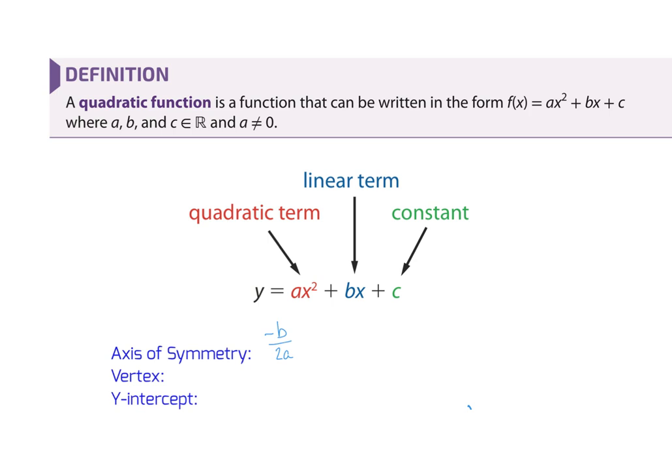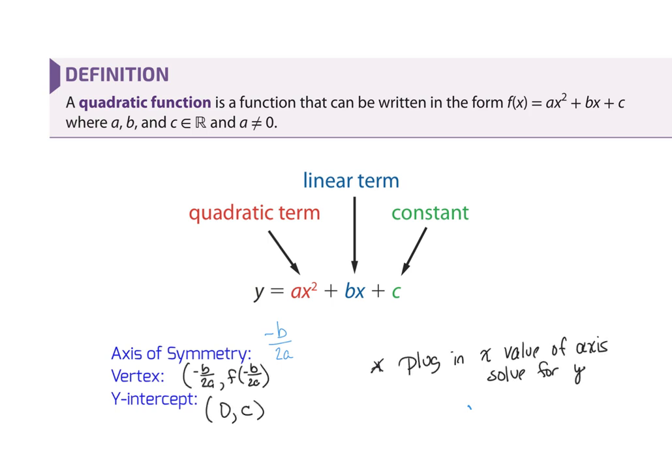To get the vertex, we actually take that x value that we just found and we plug it in. I'm going to write it like this, f of negative b over 2a. But what that really means is just plug in the x value of your axis and solve for y. So you have an xy there. Now your y-intercept's really simple. It's just 0 and that constant, because if you plug a 0 in, 0 plus that constant, that is your y-intercept here. And so y-intercept is simple with standard form. The other two are a little more complicated, but still can be done.